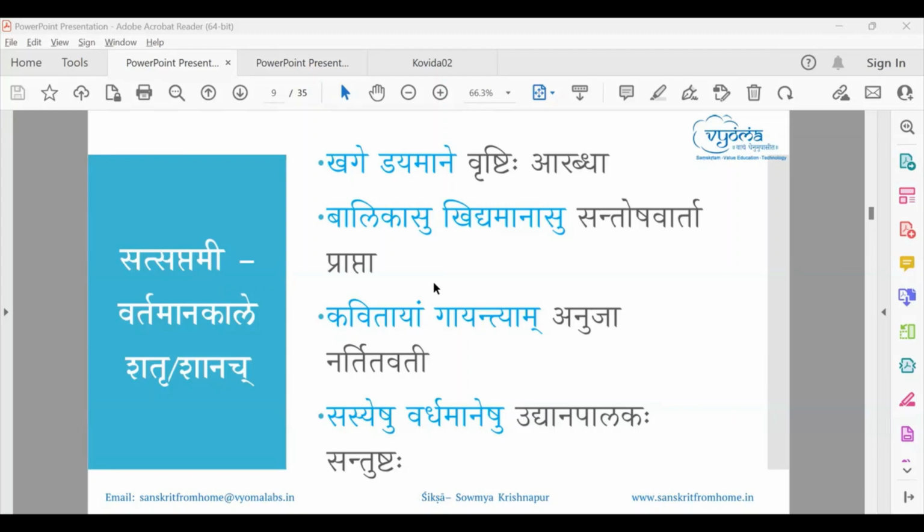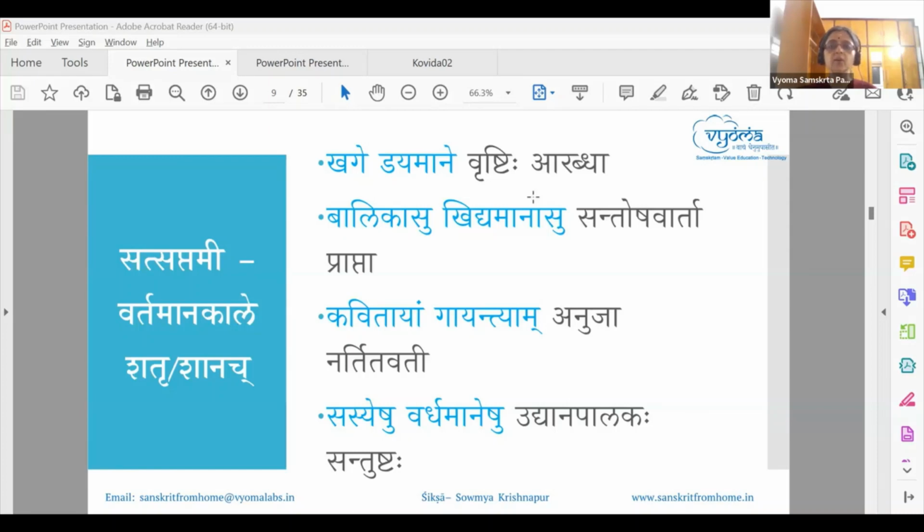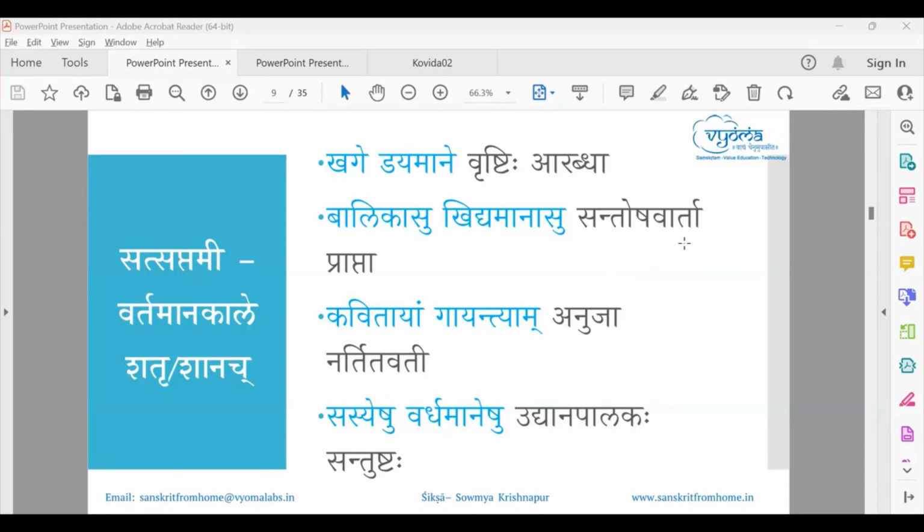Balikasu khidyamanasu santoshavarta prapta. The happy news was received when the girls were khidyamanasu, hetaha anubhavanti, which means they are sad. When they were sad, they got a happy news. The girls were sad, they got a happy news.